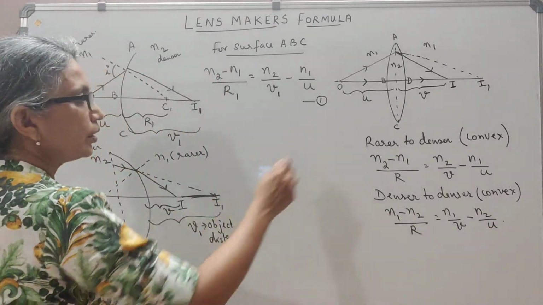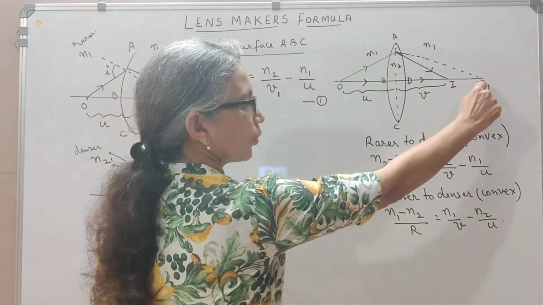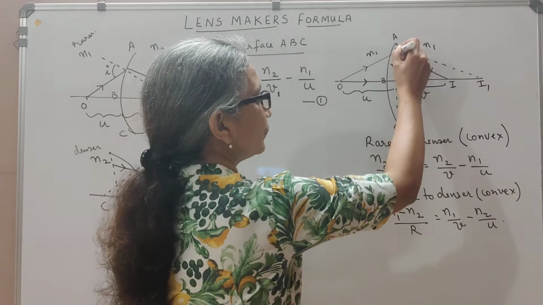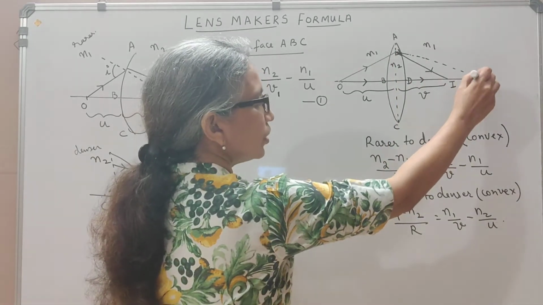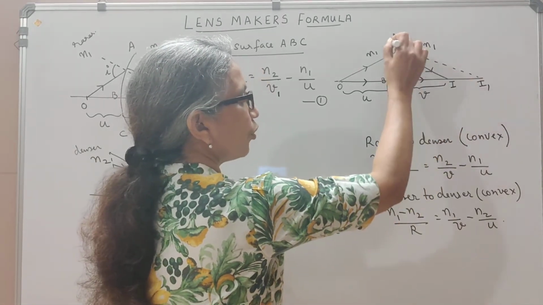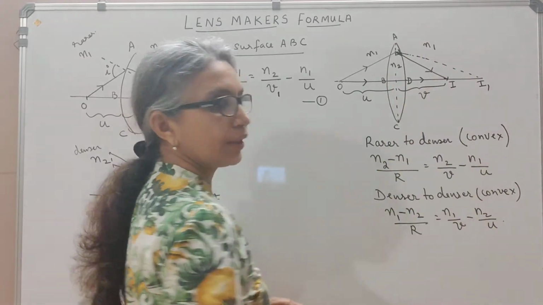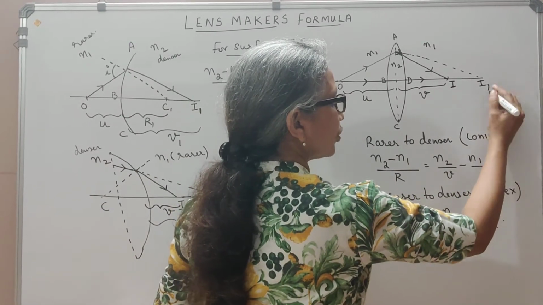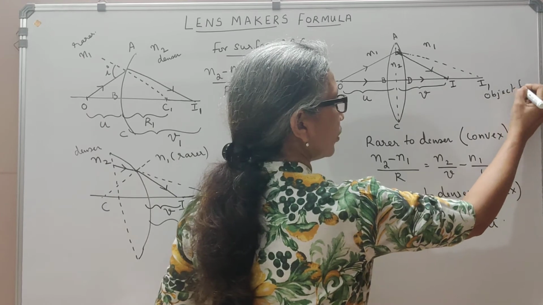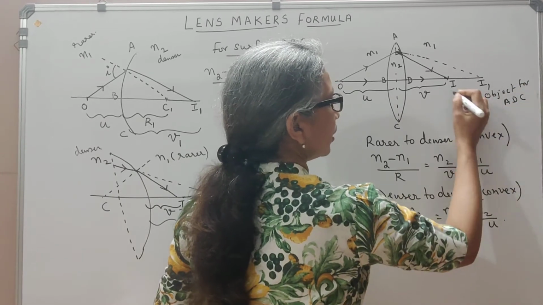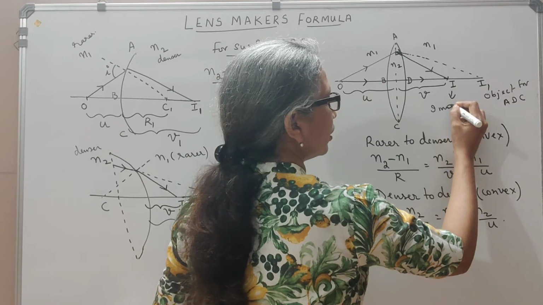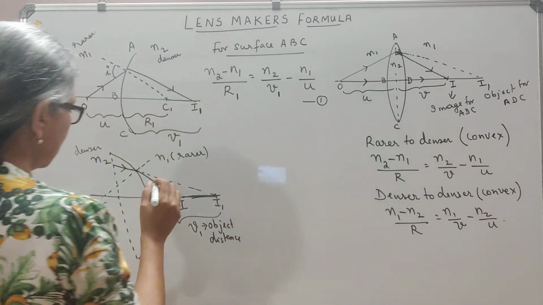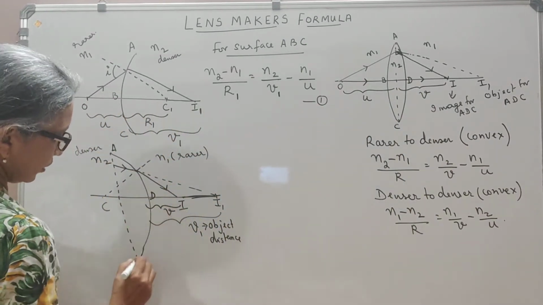In our case here, had this side not been there, we would have got an image here. So this happens to be the incident ray, which we extend to be here. So this is going to be the virtual object for the second surface, forming the final image at I. So please note, this will be the object for the second surface, object for ADC, and this will be the image for ADC, this side. Okay. So this is our A, B and C.